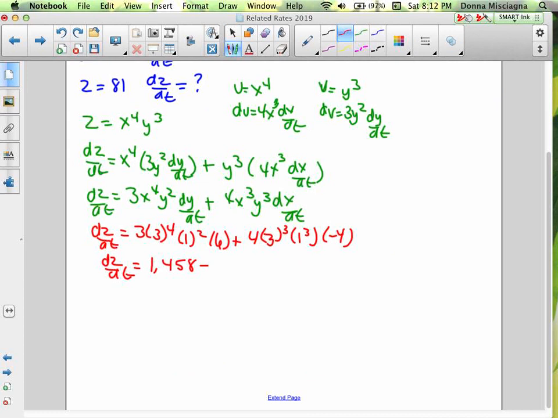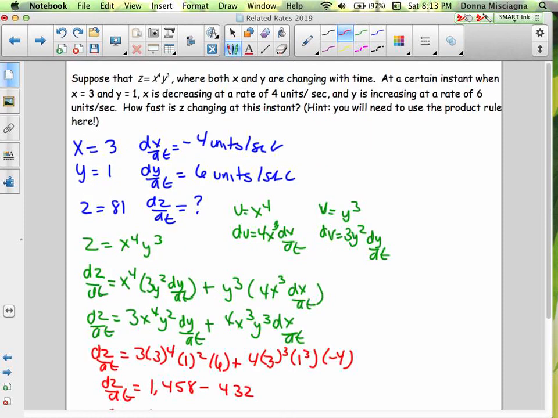All right, so we've got 3 cubed is 27. And then we've got two 4s, so 27 times 16. And of course, then 1 cubed isn't going to matter. It'd be 432. So dz dt equals 1,026 units per second.